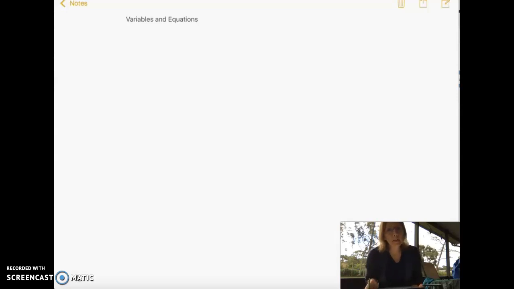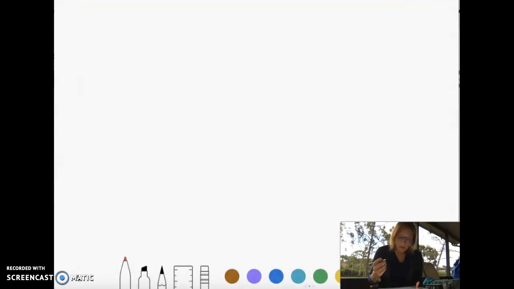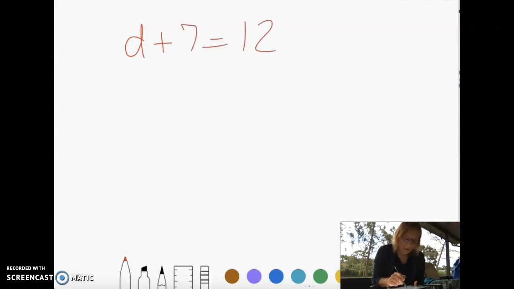In this lesson, your textbook tells you to solve these equations mentally. So I'm going to show you a couple examples and show you what they mean when they say solve it mentally. All right? I have d plus 7 equals 12. Normally, the way that we learned last year, we look at the operation next to the variable and we do the opposite. So what is the opposite of plusing 7? It's subtracting 7. And whatever I do to one side, I have to do to the other.